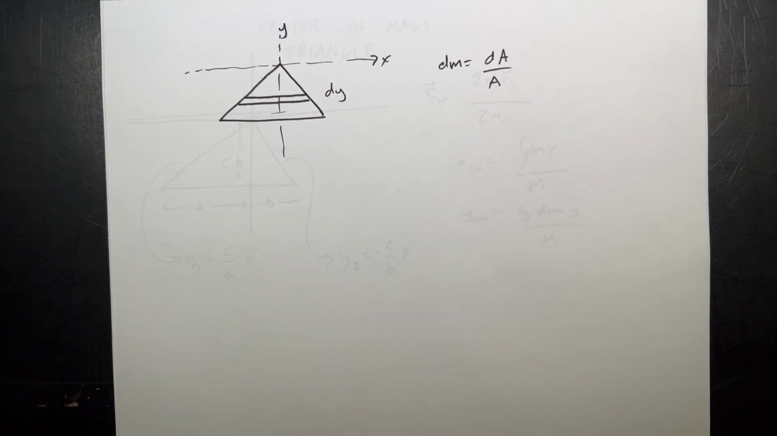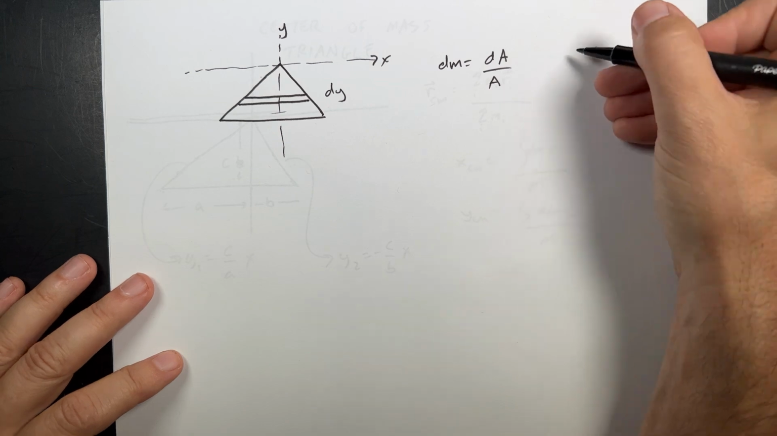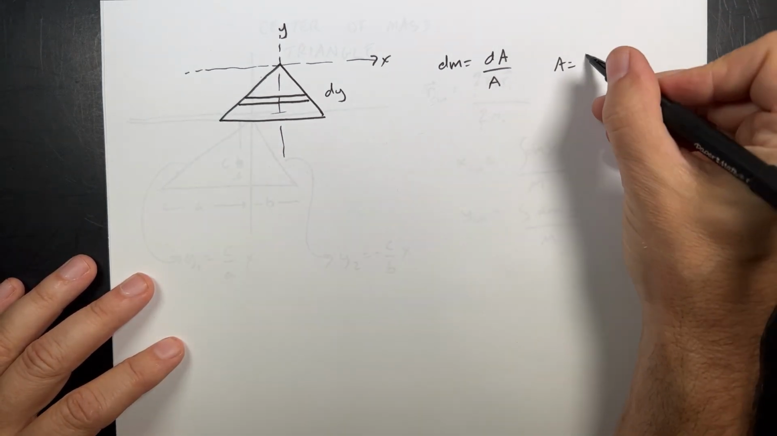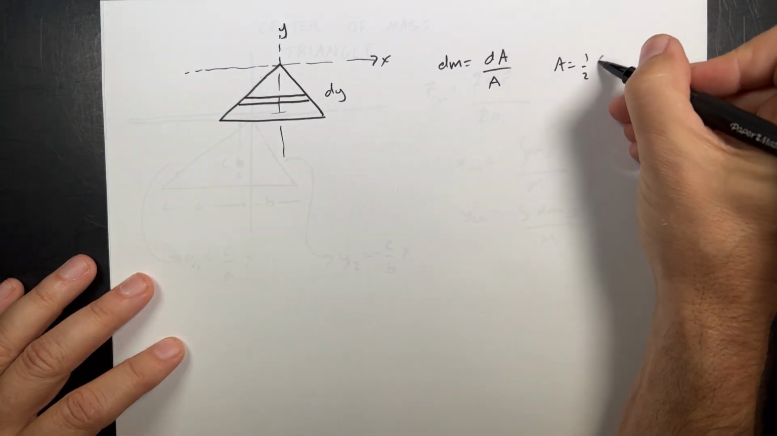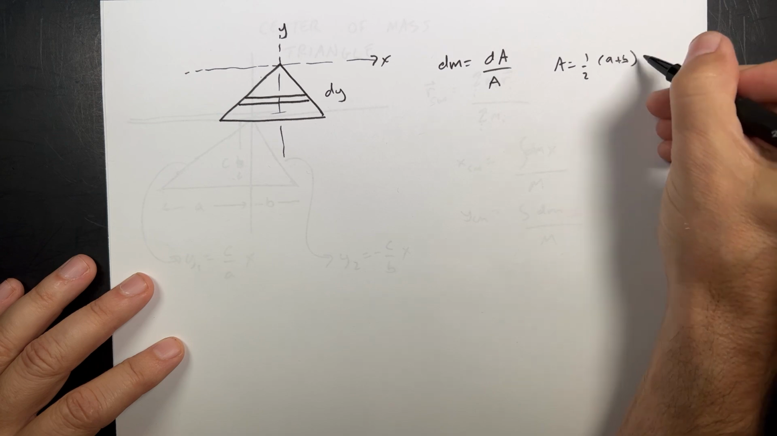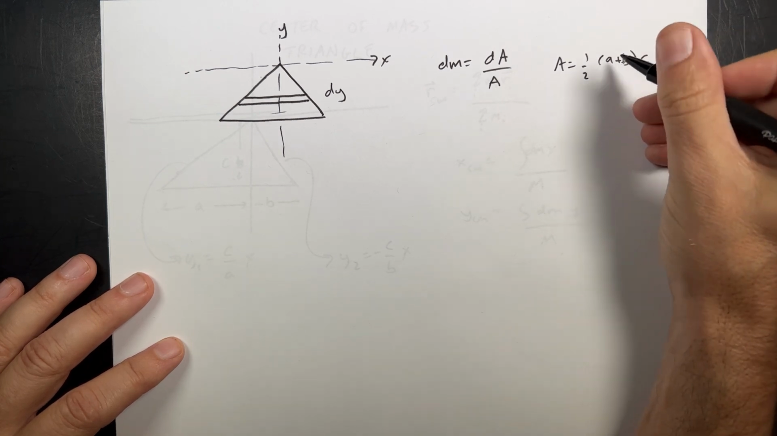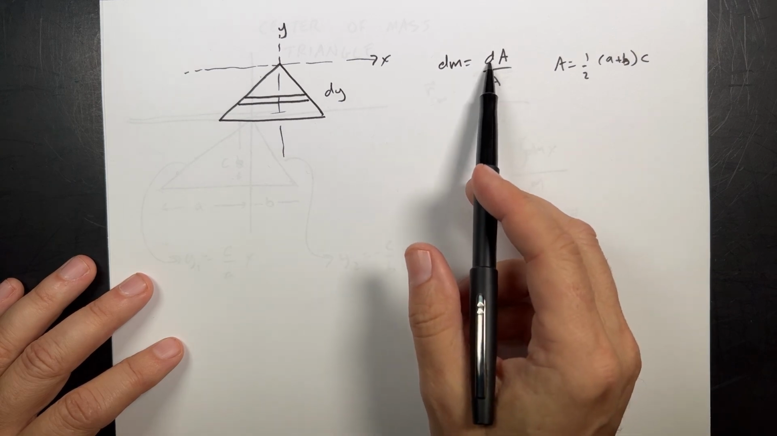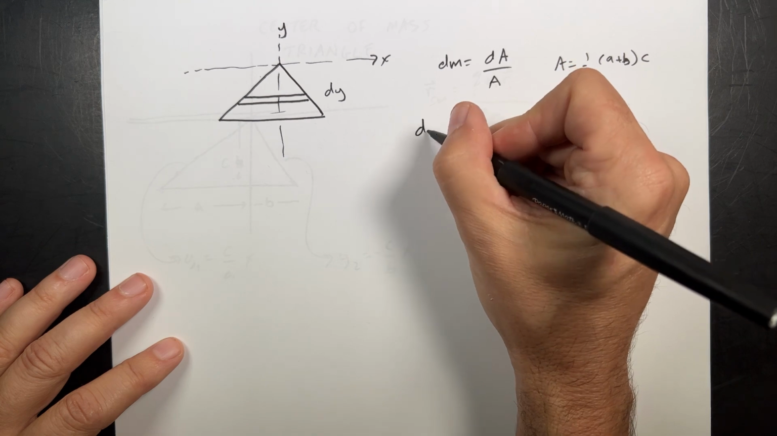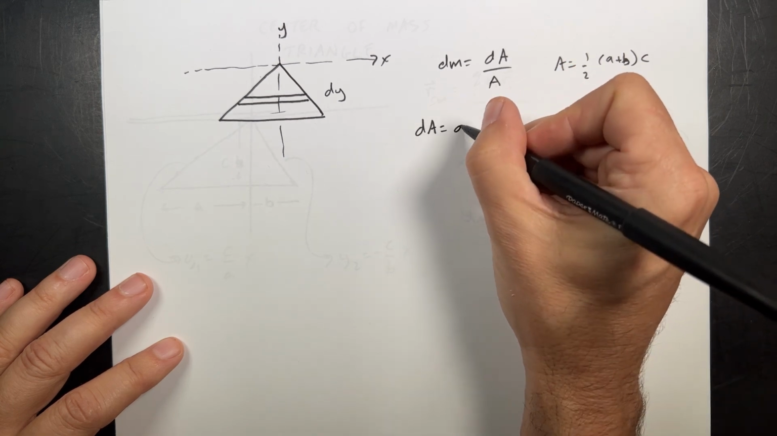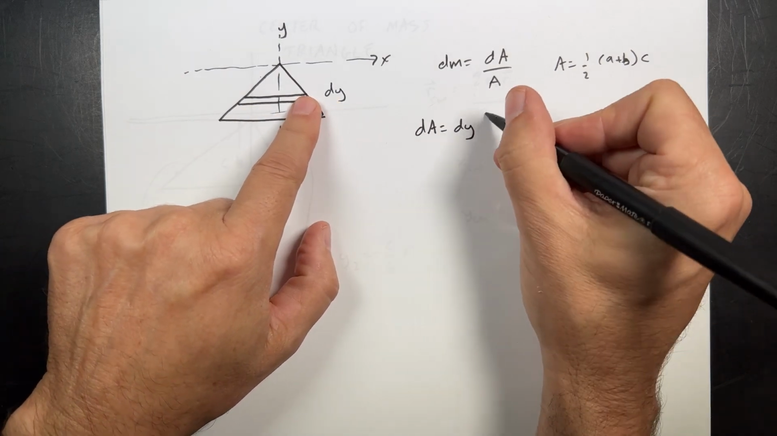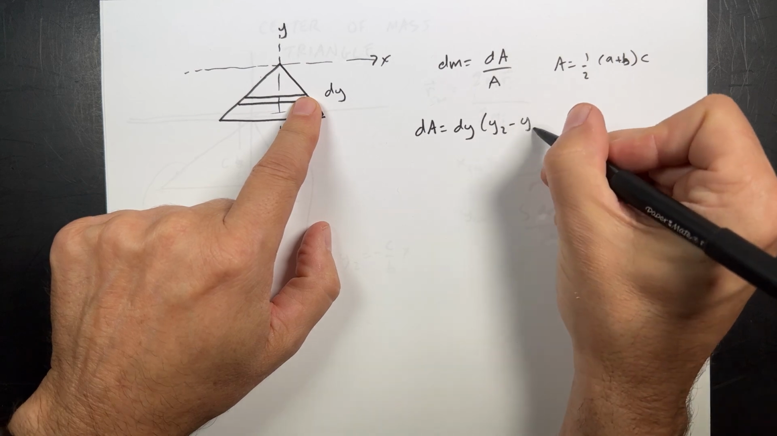So now I guess I've got to find the area. That's not too hard. The area is going to be one half base times height. So it's one half, the base is going to be a plus b, and the height is c. So that's my area. Now what about this differential area right here? Well, I can write that dA is going to be the height, dy, times the length of this, which is going to be y2 minus y1, right?